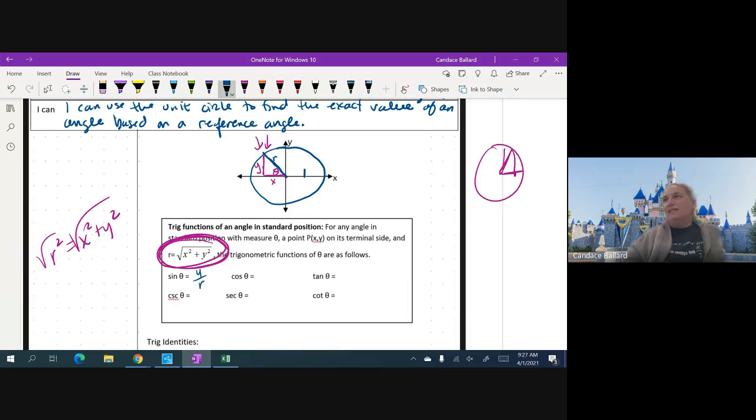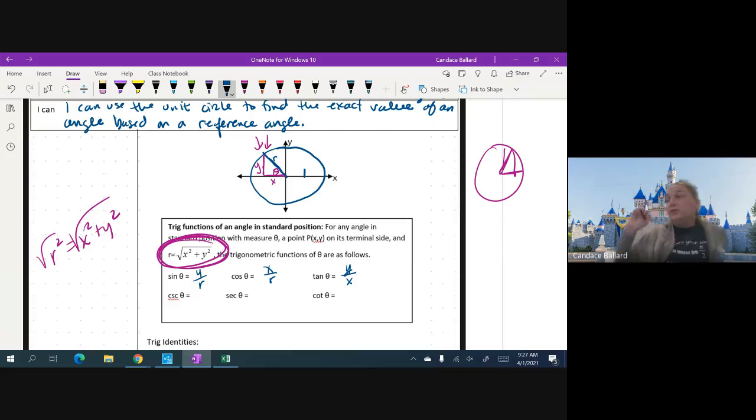Remember, cosine is adjacent over hypotenuse. So what's your adjacent over there? We're getting it now. All right, we've got that down. So we've got that cosine is X over R, and then that means that the tangent has to be Y over X.